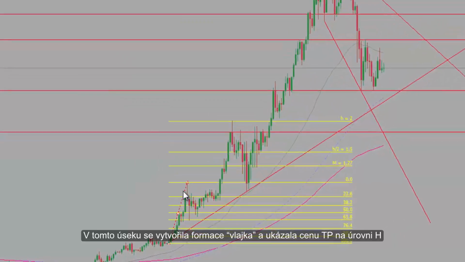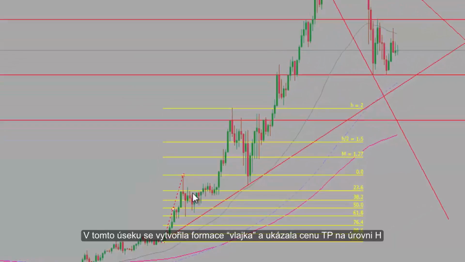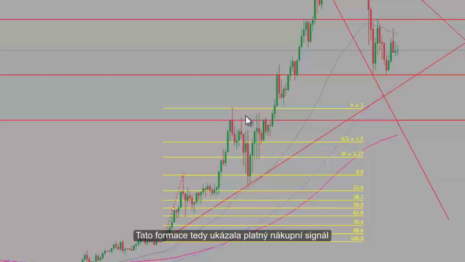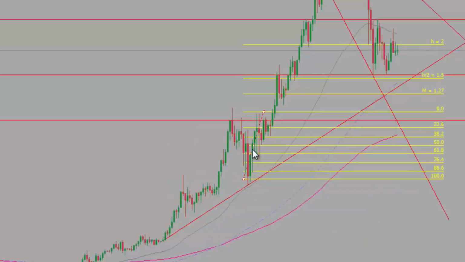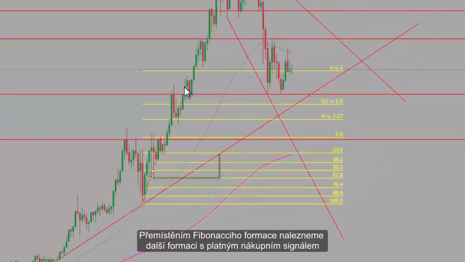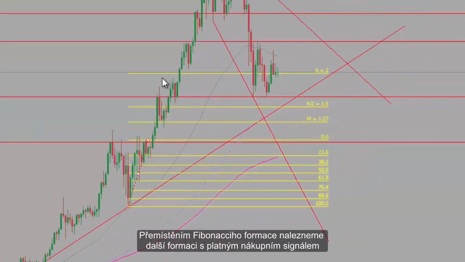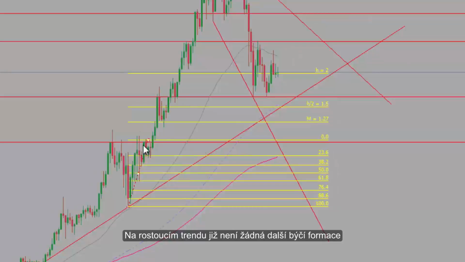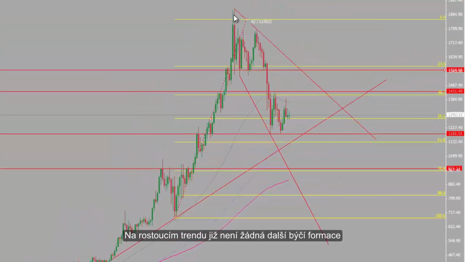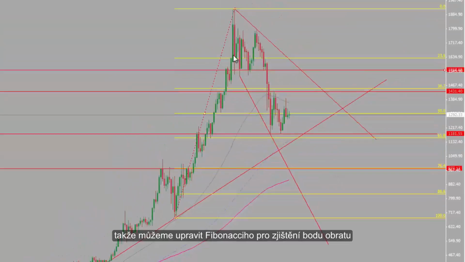On this region, a pennant pattern has been formed that showed TP price on level H. Thus, this pattern showed a valid buy signal. By relocating the Fibonacci pattern, another pattern can be found that had the correct buy signal. There is not any other bullish patterns on the uptrend, so Fibonacci can be modified to understand if there is any reversal point.